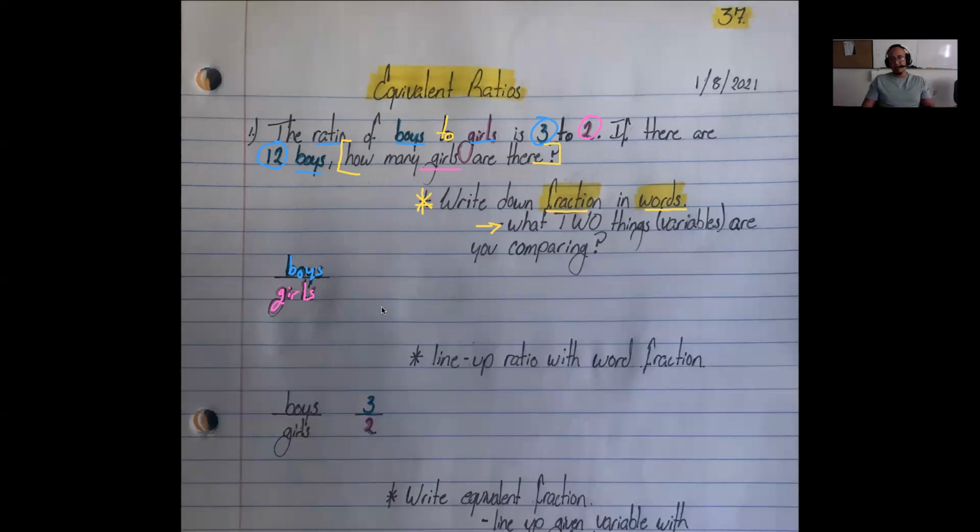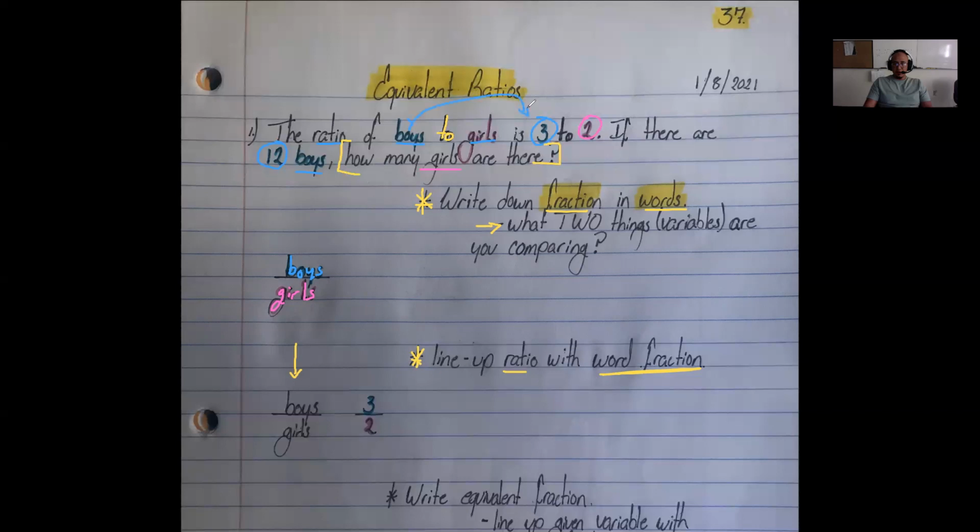All right, so we wrote it down as a fraction, boys to girls. Moving on, our second step is we're going to line up the ratio with the word fraction. So I have my word fraction here already, boys to girls. Right next to that, I'm going to write the ratio that was given to me, and I'm going to make sure that it's lined up correctly. What do I mean by that? Well, we have boys in the numerator and girls in the denominator. Any number that I see in the problem that has to do with boys is going to be in the numerator, and any number that has to do with girls is going to be in the denominator.